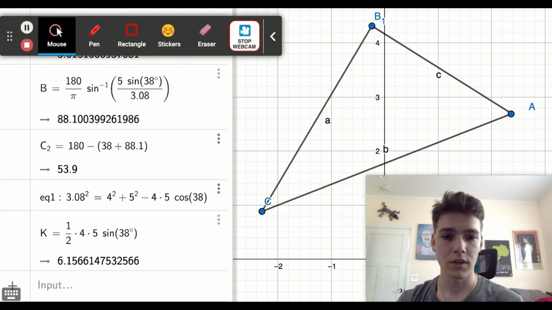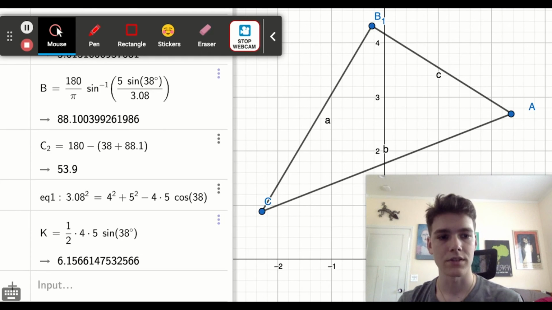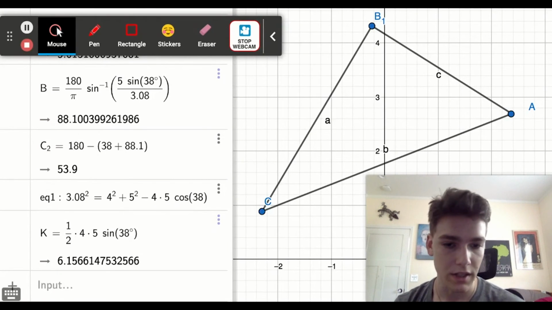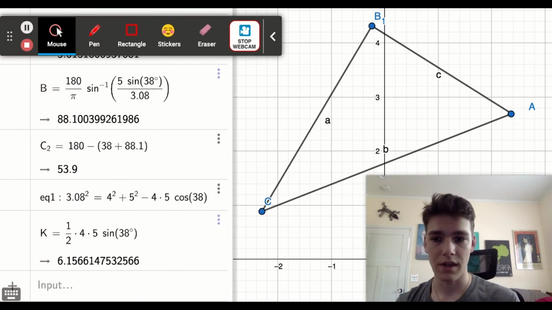So first we entered the givens, side A being 4, side B being 5, and angle C being 38. And then we did the same computations we did on paper. So first we obtained angle B, which was 88.1.